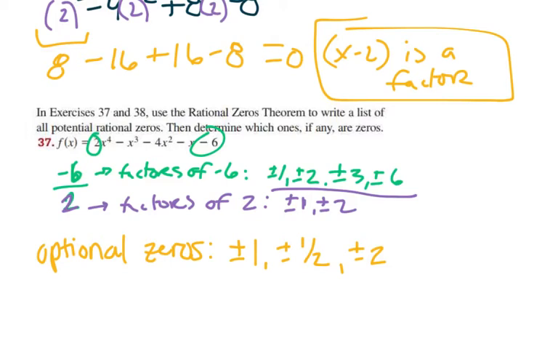Then we have 3 over 1, so we'll have plus or minus 3. And then 3 over 2, so plus or minus 3 halves. Oops, that's a fraction. And then plus or minus 6. And then 6 over 2 is 3, so it goes back to this one. So we kind of have repeating 1s and 3s, but it doesn't really change what we're doing. So now we just plug in each of these to see which ones make a 0.